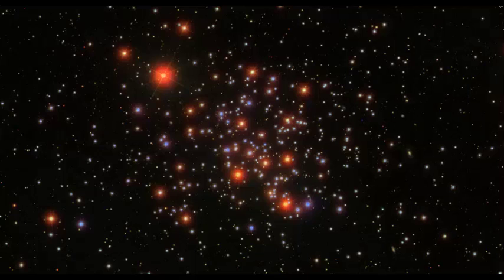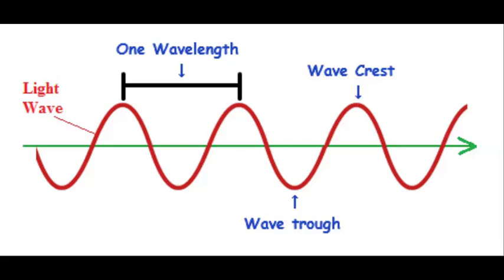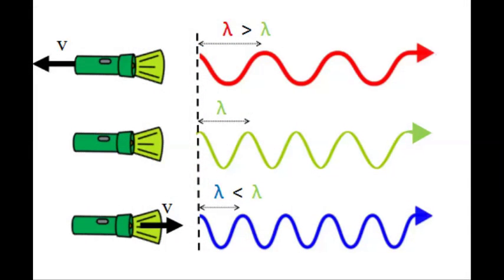And to see how we do this, we need to go over a little more physics about light. As we discussed in the previous episodes, light is a wave and has a wavelength. And when the source of the light is actually moving, whether that's a flashlight or a star, that affects the wavelength of the light that we see.